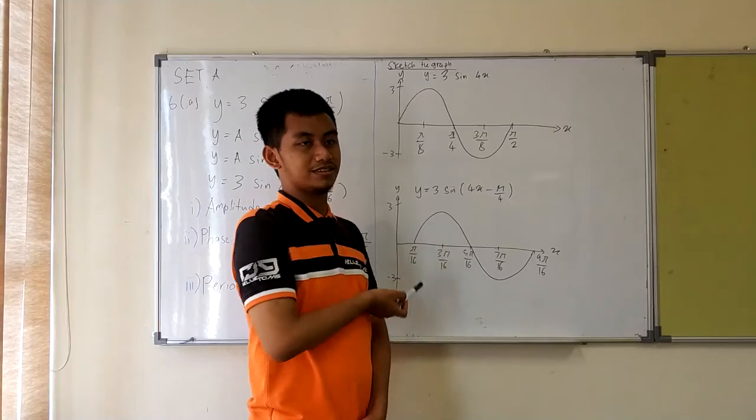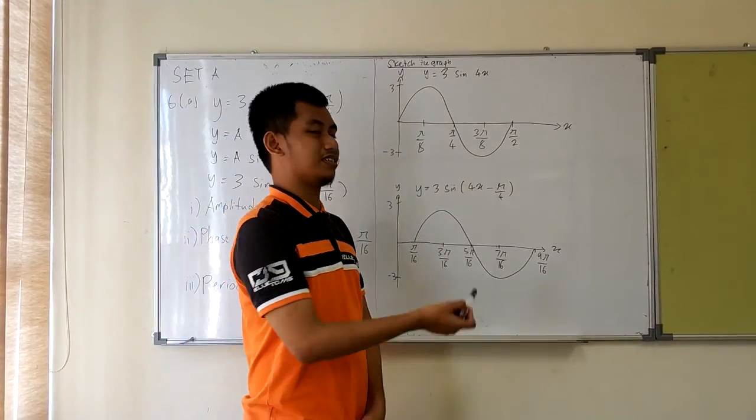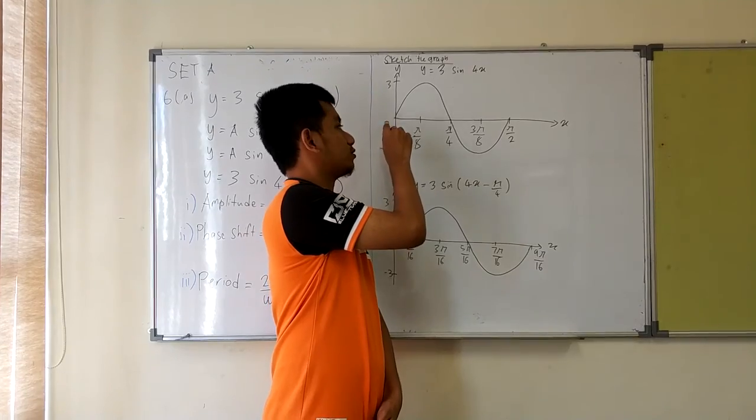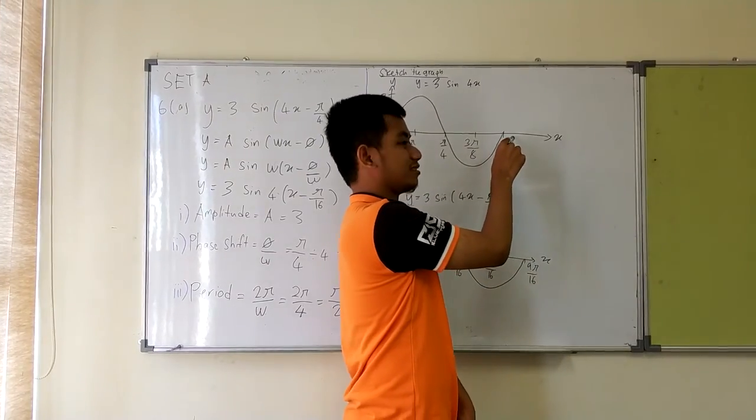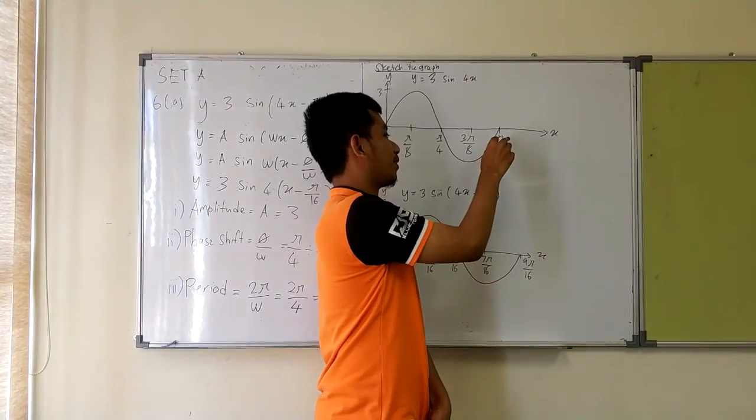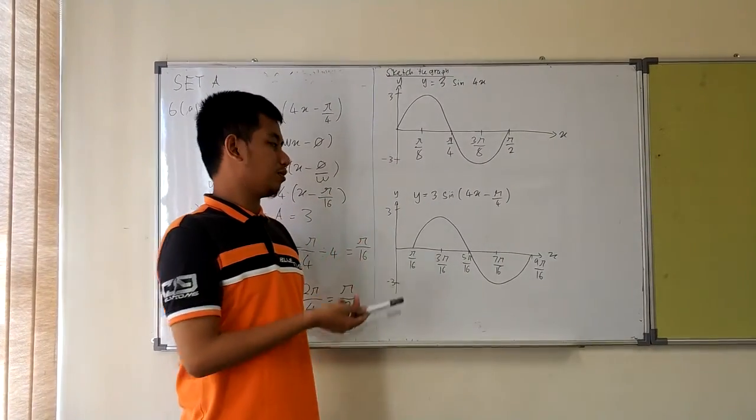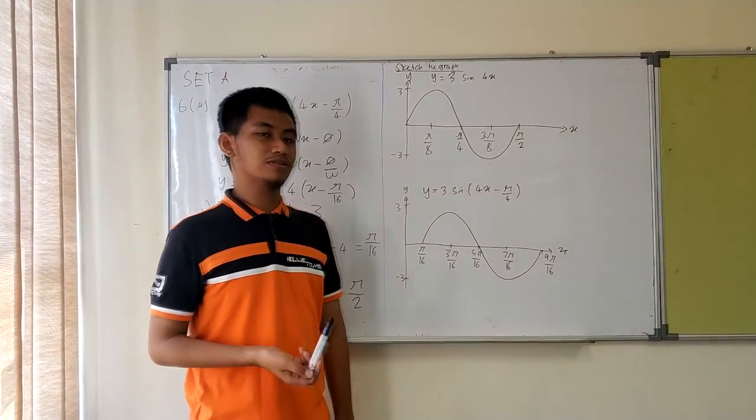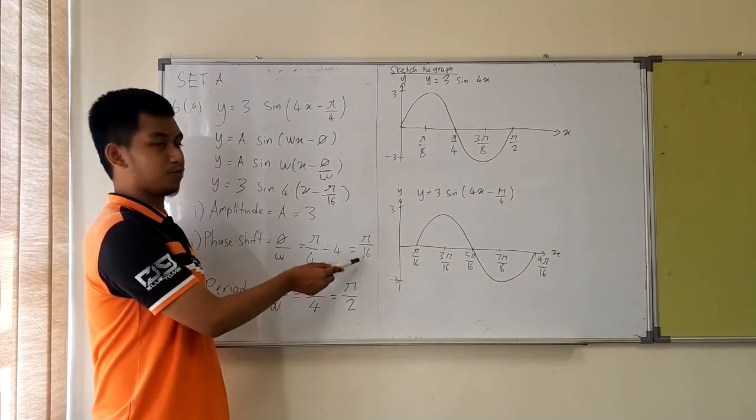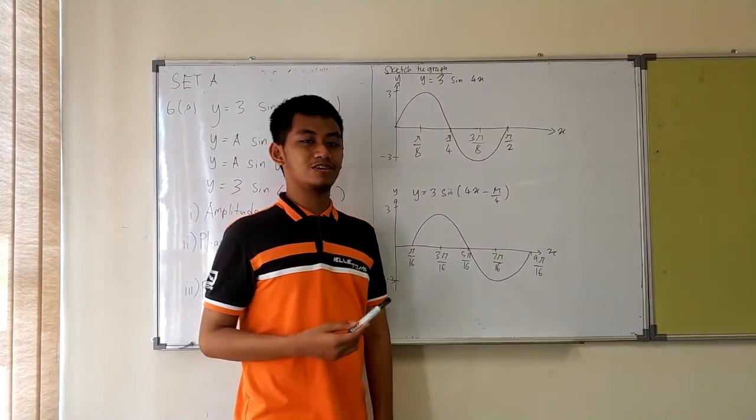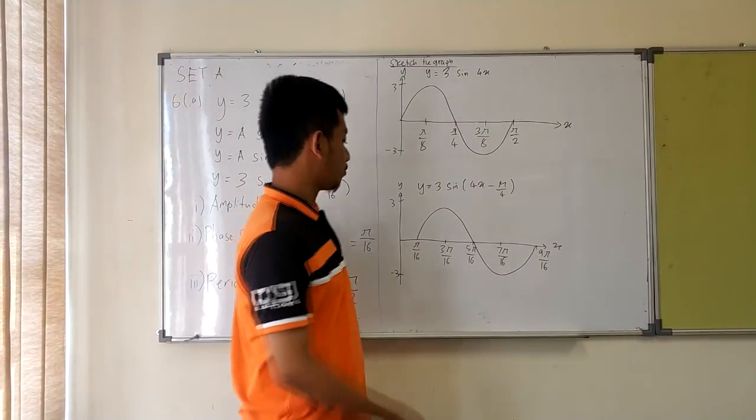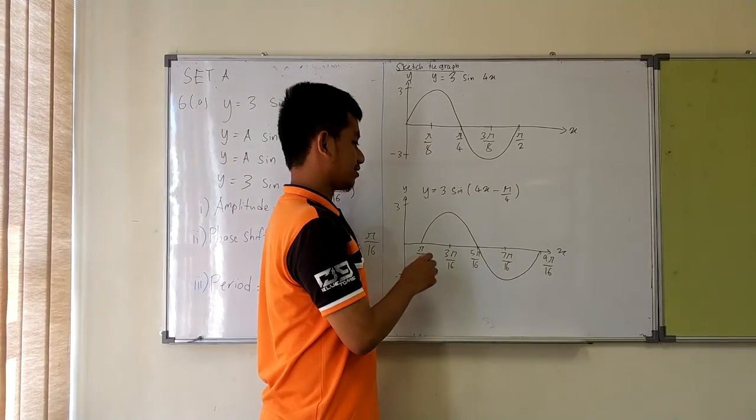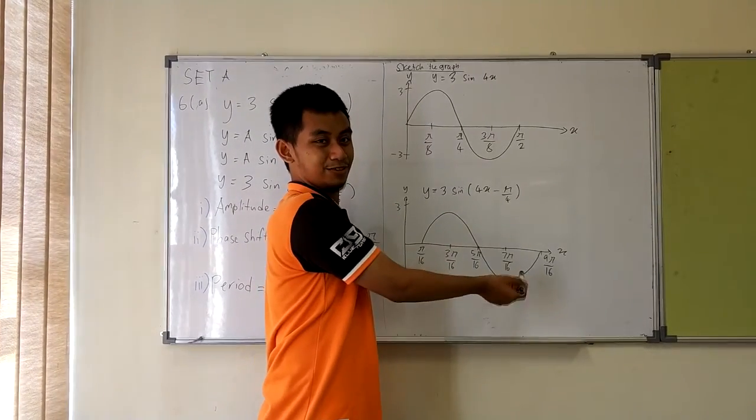First, we will sketch the basic graph of the given function. To sketch the basic graph, we must start from the value 0 and the complete sine graph must go until pi over 2, which is the period of the graph. After we sketch the basic graph, we will sketch the graph that has been shifted. Because the phase shift value is positive, we will shift the graph horizontally to the right by pi over 16. So the new graph will start from pi over 16, and this is the graph that we get.